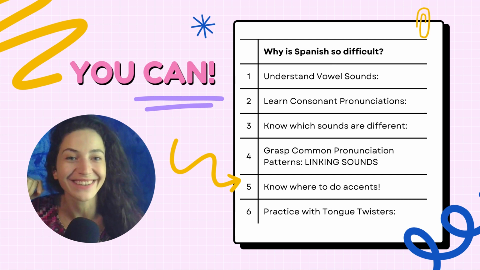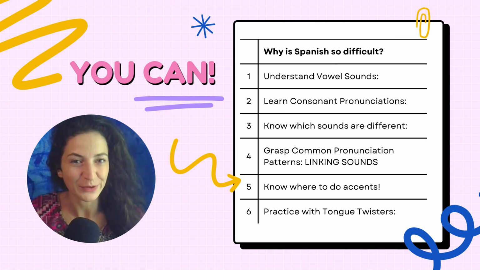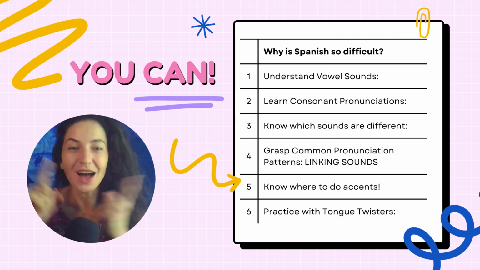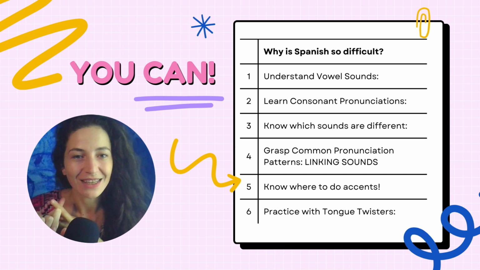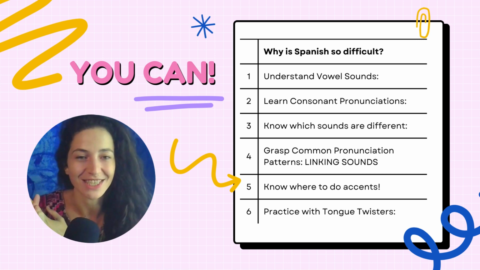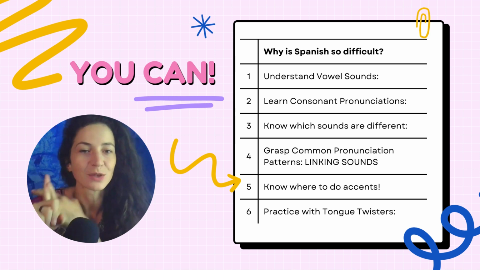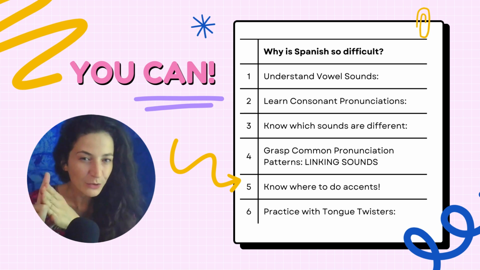Here's the lesson plan. Why is Spanish so difficult? That's going to be question number 1, because why not? It is difficult, isn't it? Then we're going to understand vowel sounds, learn consonant pronunciations, and know which sounds are different. A lot of them will be the same, like K and L, so no worries, but some of them are very special, so we're going to point them out.